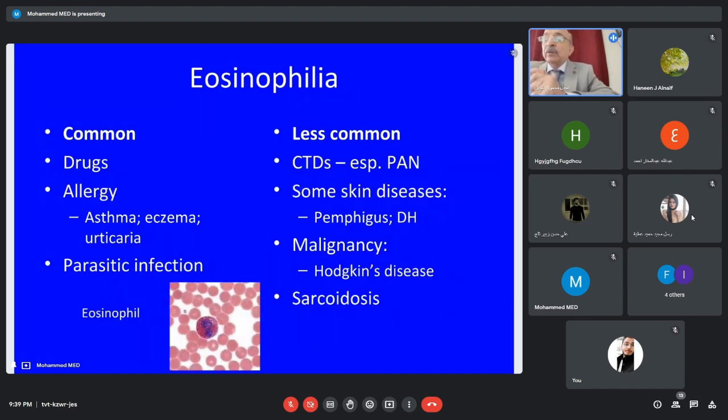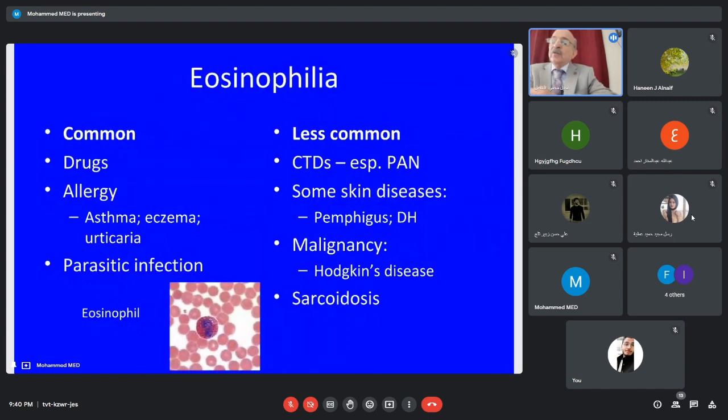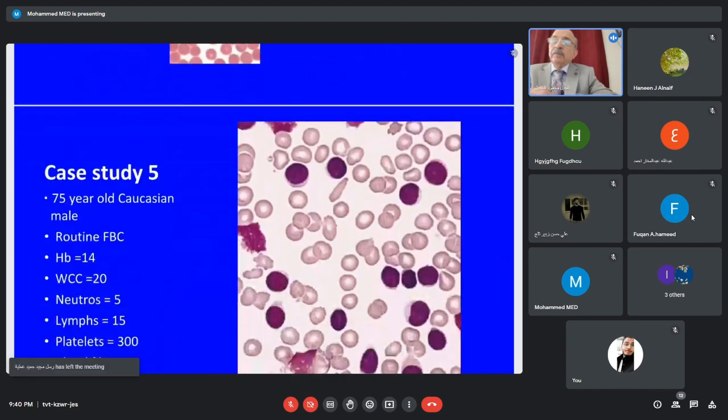And common causes of this are drugs. Some drugs can increase it, particularly antihelminthic drugs. And allergy like asthma, eczema, urticaria, and parasitic infection. The slide down below shows the eosinophil. Less common causes are chronic connective tissue disease, some skin diseases like pemphigus, and some malignancies like Hodgkin disease and sarcoidosis. Next slide, please.